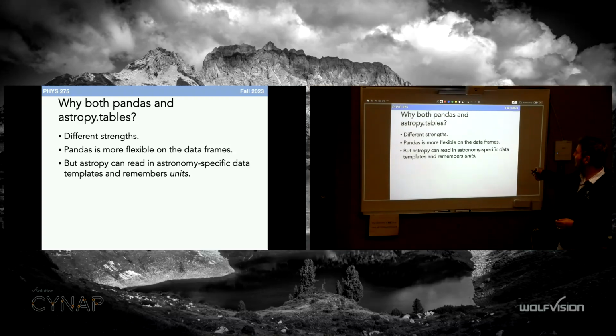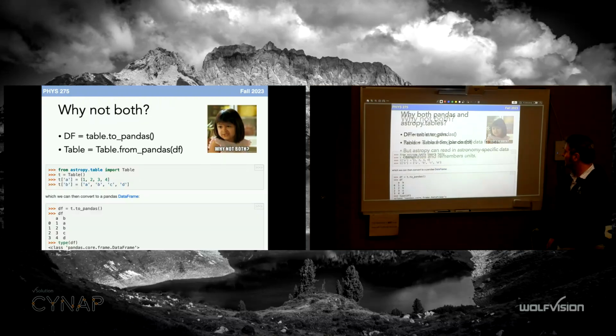AstroPy can read astronomically specific data templates and remember the units. And honestly, there's some tricks with units, so you can convert from one unit to the next just using the function convert. If you've ever done a unit conversion from CGS to Janskys or the other way around, you go like, what? Which way does it go? Now you don't even have to remember it. You can just have that do it for you.